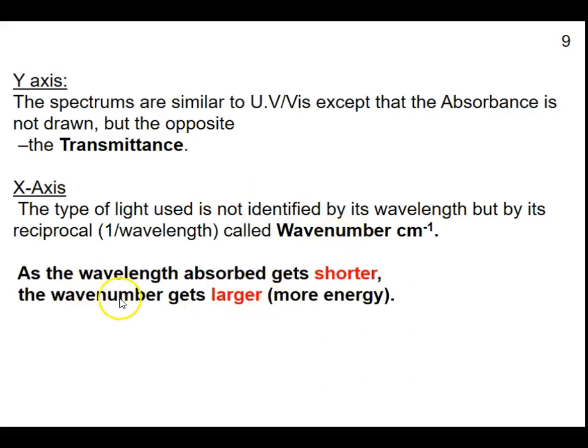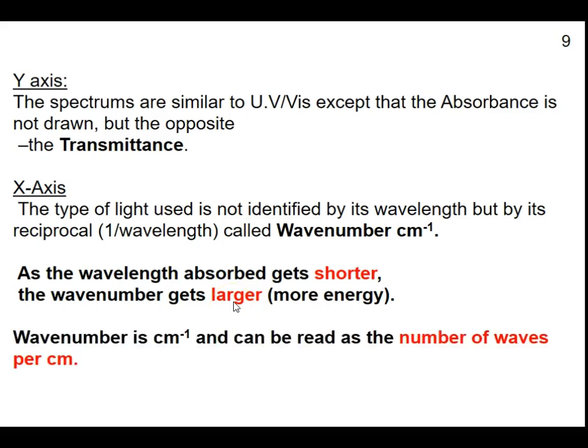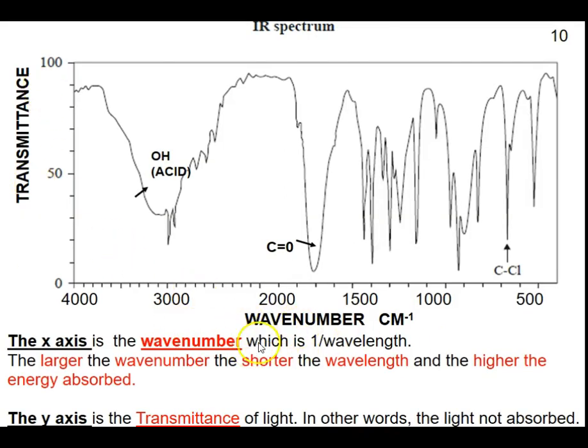Wave number: as the wavelength gets shorter, 1 divided by that makes the wave number larger. So short wavelengths have a lot of energy, and a large wave number has a lot of energy. If you read this, 1 divided by centimeters, you can read it as the wave number is literally the number of waves that you would have every centimeter. Alright, so this is what they look like. Wave number on the bottom. The x-axis is the wave number, which is 1 divided by the wavelength. The larger the wave number, the shorter the wavelength. So up here we have short wavelengths and high energy.